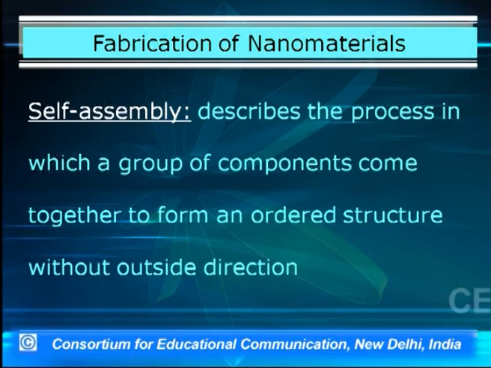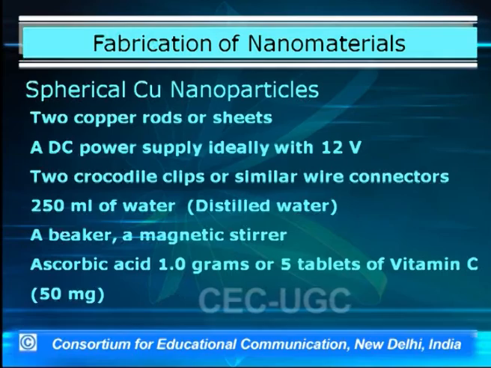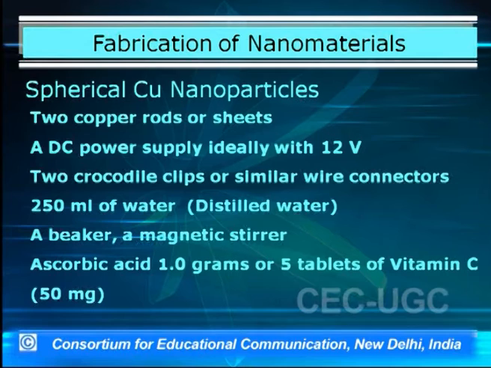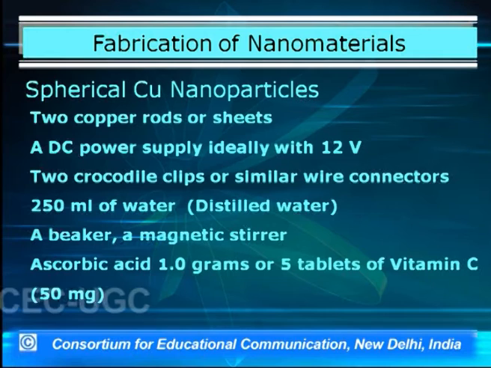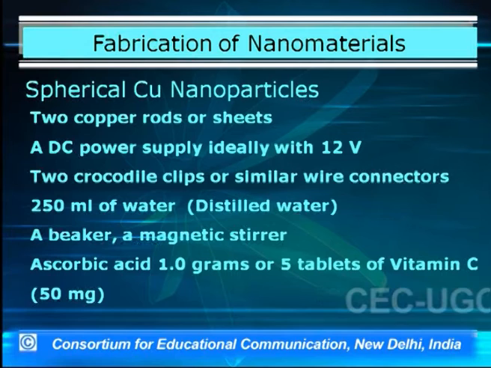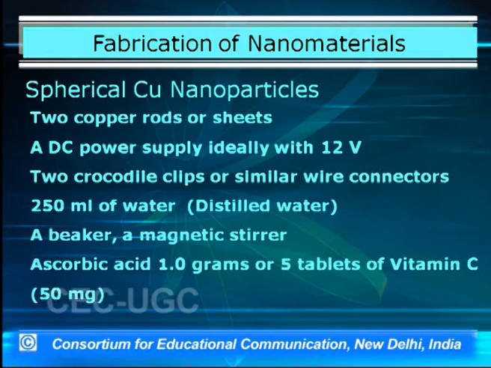Self-assembly basically describes the process in which a group of components come together to form ordered structures without outside direction. We will talk about it in the form of an example. Now let us have an example of fabrication of copper nanoparticles. In this, what we need is two copper rods or sheets, a DC power supply with about a 12 volt battery, two crocodile clips or similar wire connectors, 250 milliliters of distilled water, it is important to have distilled water, a beaker, a magnetic stirrer, and ascorbic acid, which is vitamin C. We need just 1 gram, which means 5 tablets of vitamin C, 50 mg each. Okay, having said this, these are the materials.